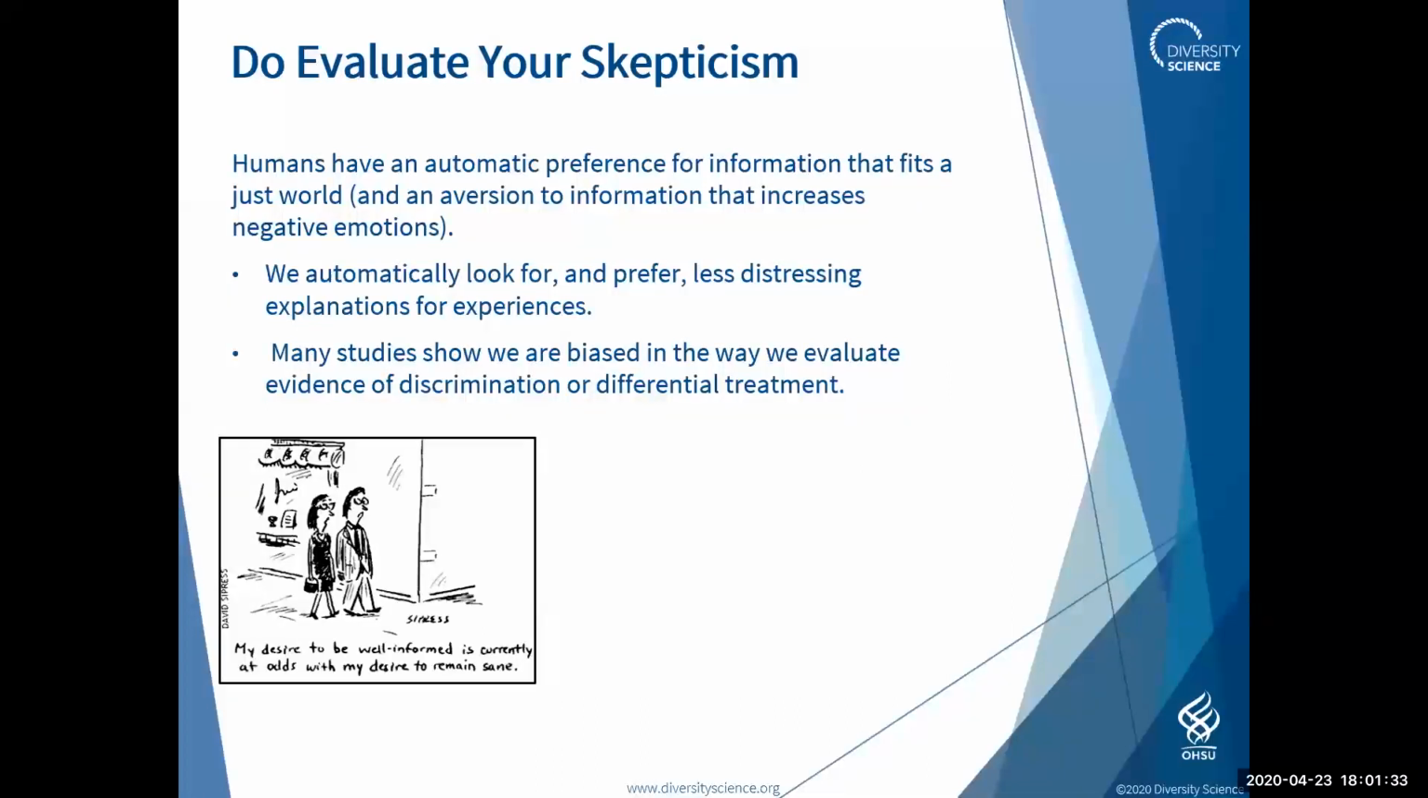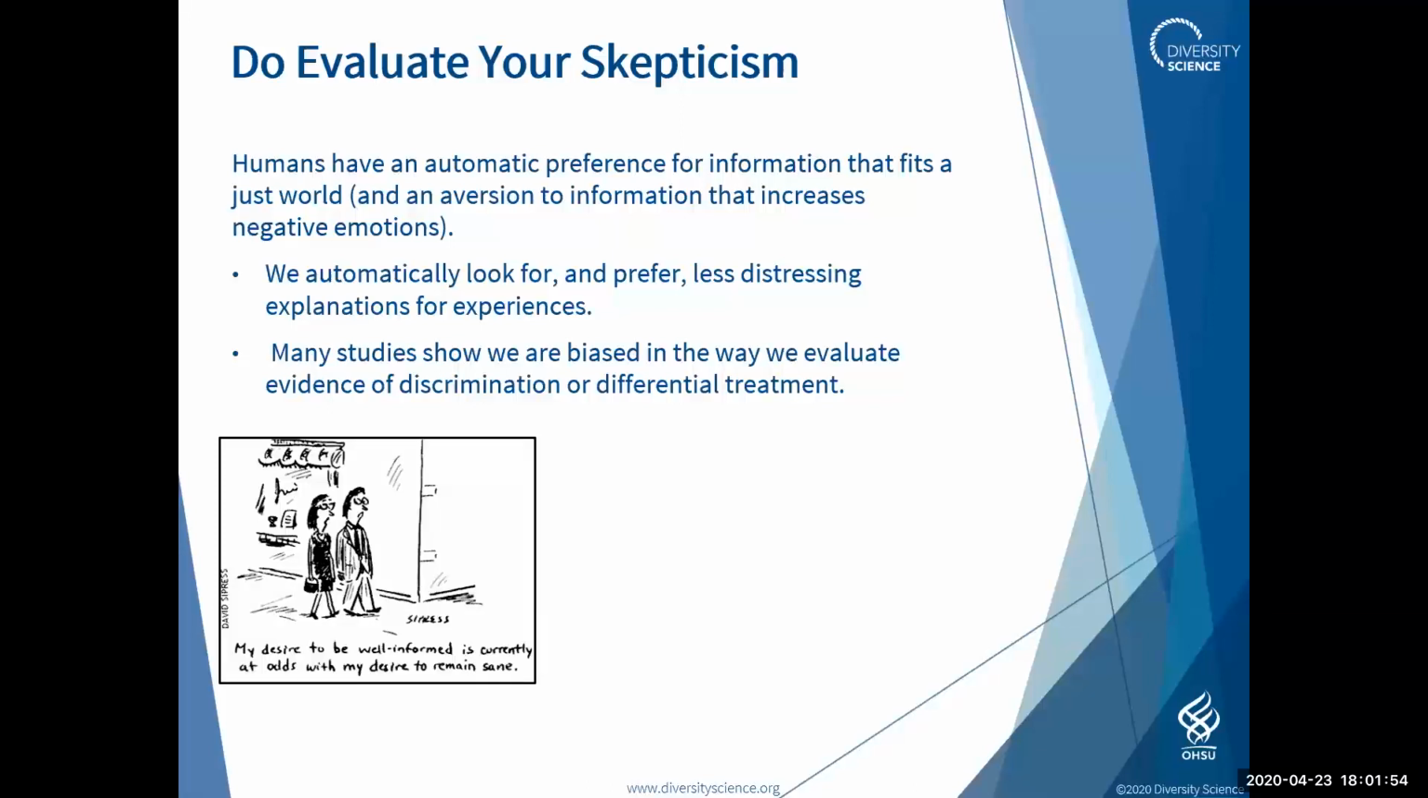There's a lot of research showing that we will do a lot to discount information that we don't like. We have an automatic preference for information that fits in with the idea of a just world. It's pretty scary to think the world might be random, unfair, and unjust, and that harmful things that happen to others could happen to anyone.